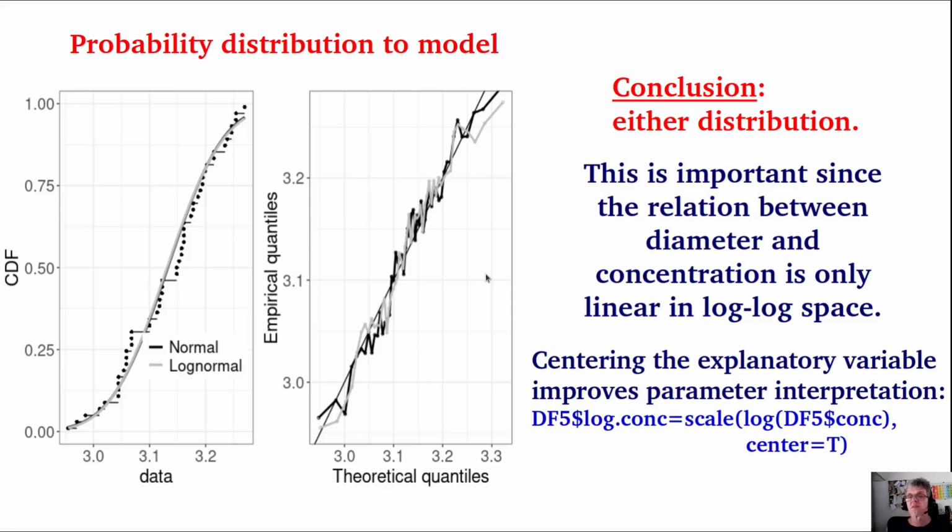This is important because the relation between diameter and concentration is only linear in the log-log space. I'm going to center the numerical explanatory variable to help in parameter interpretation. This was explained in a previous video when we talked about multiple regression.